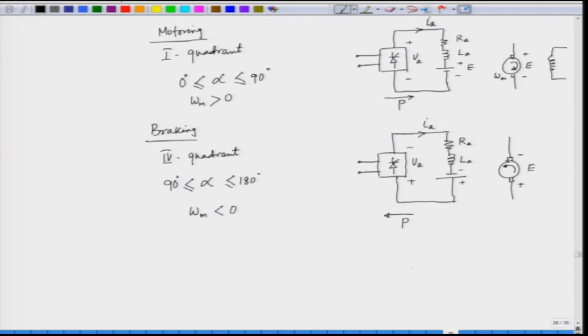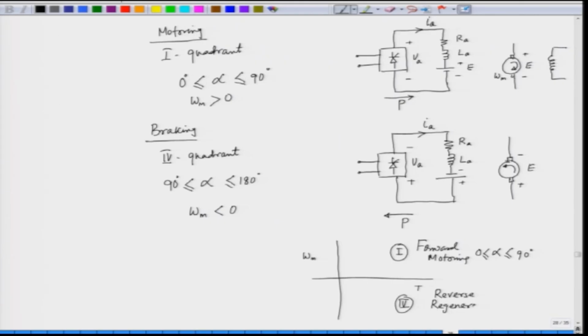So, if we have this quadrant operation, we have the speed here and we have the torque here. Quadrant 1 is for motoring and quadrant 4 is for braking. So, this is forward motoring, and for this alpha is from 0 to 90 degree, and quadrant 4 is for regenerative braking, and we call this reverse regenerative braking.